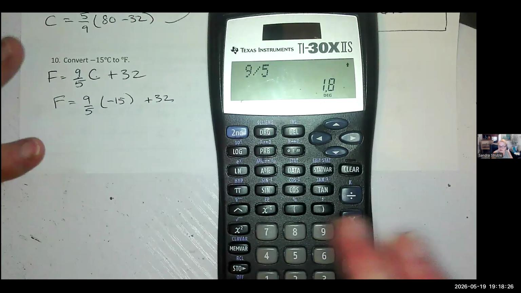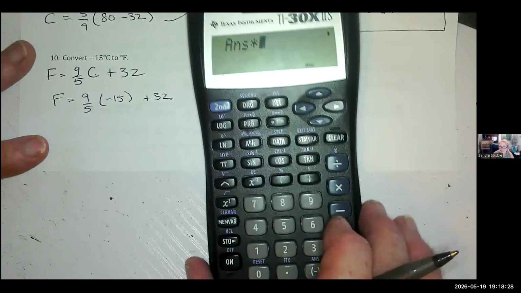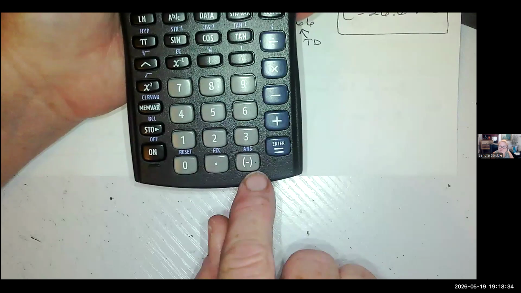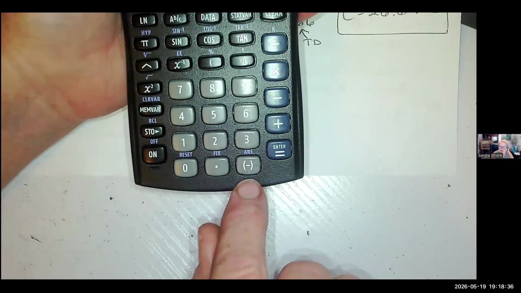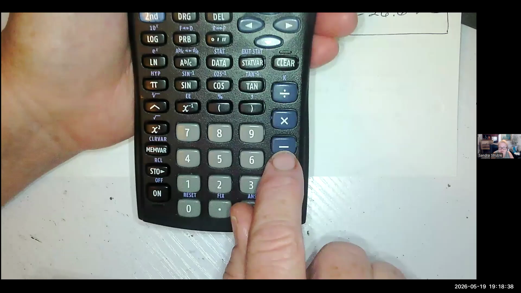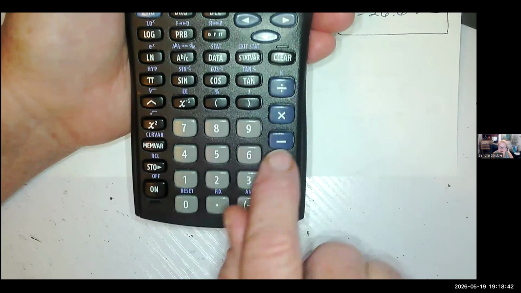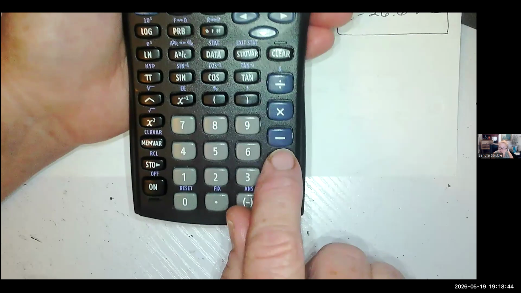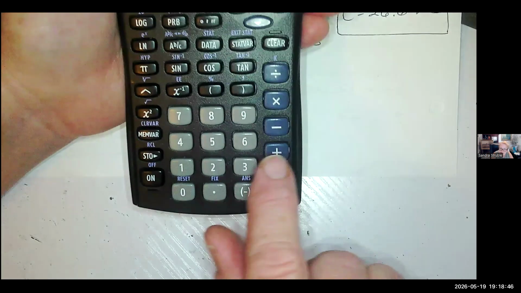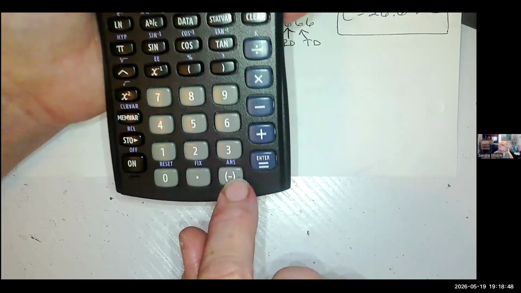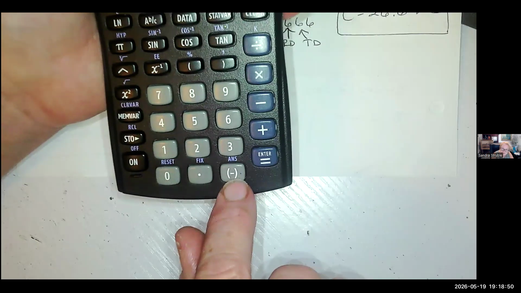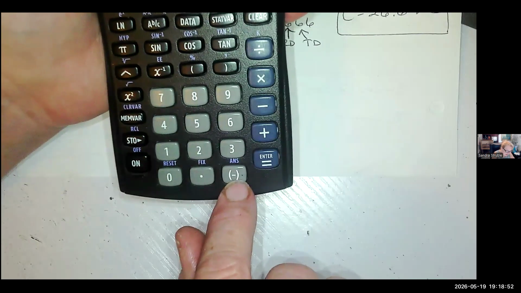Here's where I need you to be careful. If you're using the TI-30X2S, actually any calculator, there is a separate negative key. You are never, ever to use the subtraction key as a negative. That is wrong. You're going to get an error, a syntax error. This is your negative key right here. It might look different on your phone if you use that calculator, but this is it. It is never the subtraction key.